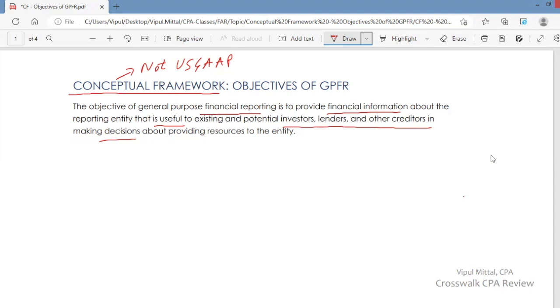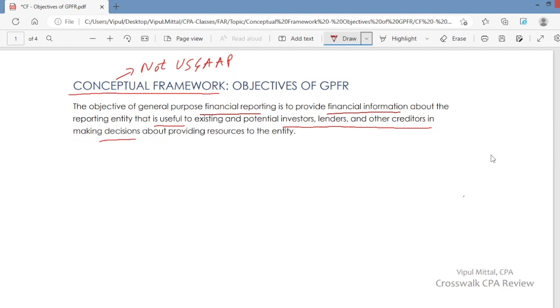So the objective of general purpose financial reporting is to provide financial information that is useful to existing and potential investors, lenders, and creditors, so that they may make decisions about providing resources to the entity. All right.